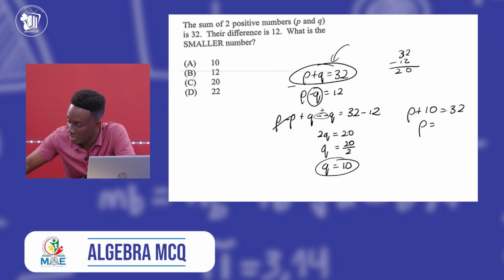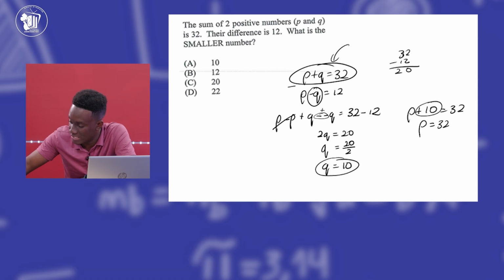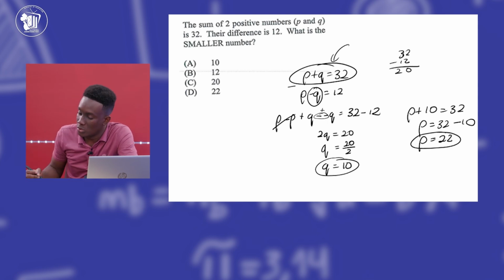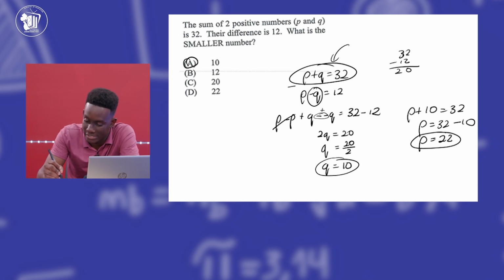So P would therefore be equal to 32. This 10 is adding, and we take it over, we'll subtract, so 32 minus 10, hence P is equal to 32 minus 10 is 22. So to answer the question, the smaller number is simply 10.